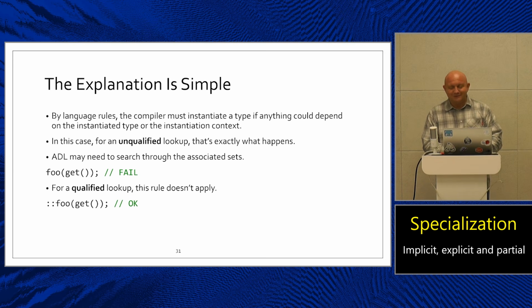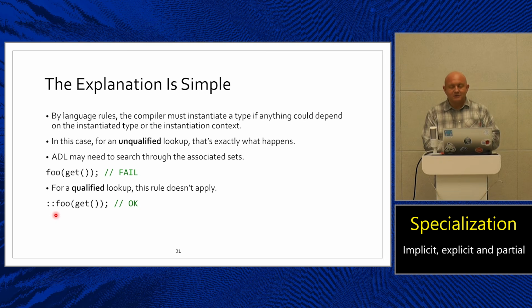because S is incomplete. And for qualified lookup, like this, colon foo of get, this rule doesn't apply. The qualification prefix explicitly tells the compiler to not use ADL. Remember, ADL is a subroutine of unqualified name lookup. It only performs a lookup in the global namespace, finds our foo function, and sees what the argument type is valid for reference, even though S is incomplete.